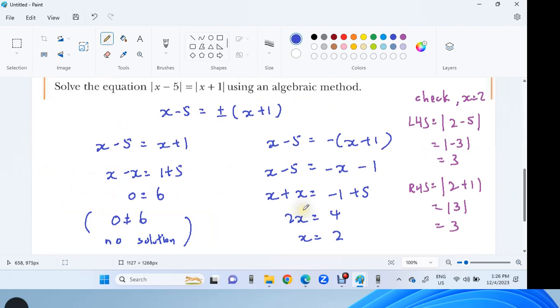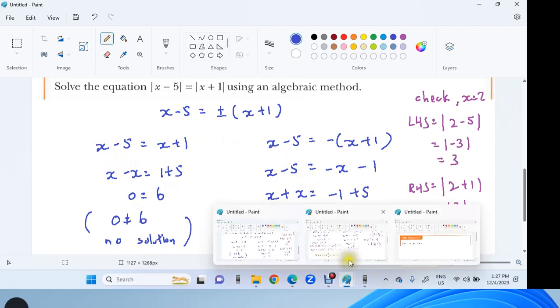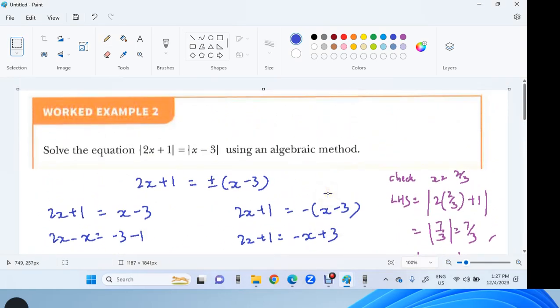For worked example 1, we can see that in modulus of x minus 5 and modulus of x plus 1, the coefficients of x are the same, x and x. So in one of the cases, we will have no solution because x minus x becomes 0 already. And for worked example number 2, the coefficient on the left hand side is 2x, and the right hand side is x.